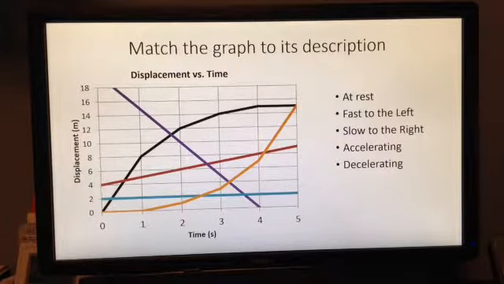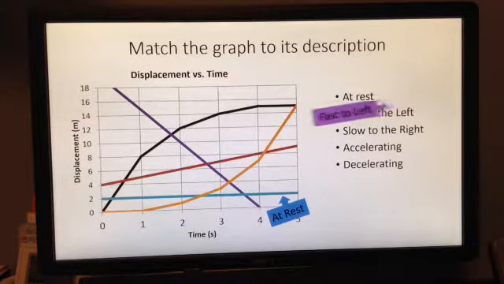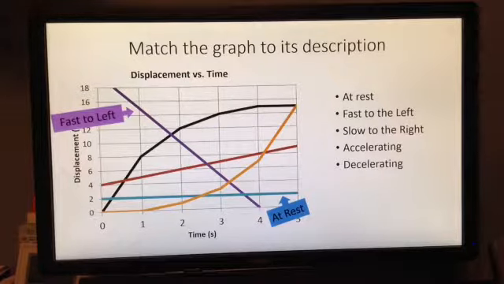Alright, so let's see how much you learned. Give yourself a little test. Look at those descriptions and find the graph that matches. So, at rest. Which graph matches at rest? At rest, that's the blue graph right there. Horizontal linear graph. Fast to the left, going to have a nice steep slope for the fast. Negative slope gives us the left motion, purple graph.